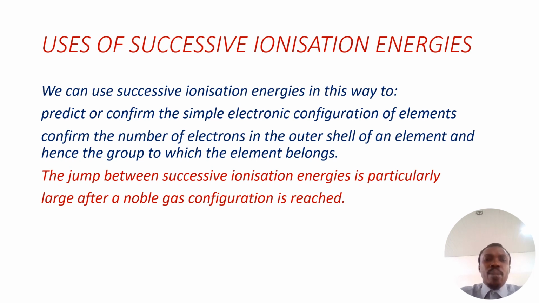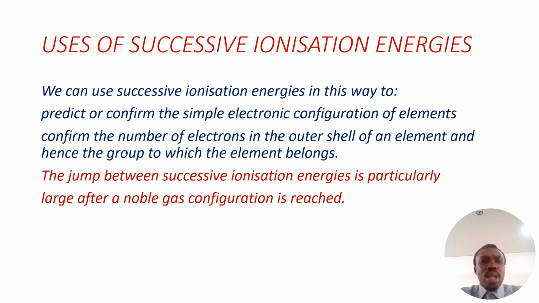Once we know the number of electrons in the outer shell of an element, then we can predict the group to which the element belongs. So another use of successive ionization energies is to confirm the number of electrons in the outer shell of an element and hence the group to which the element belongs. That is the group number of a particular element.